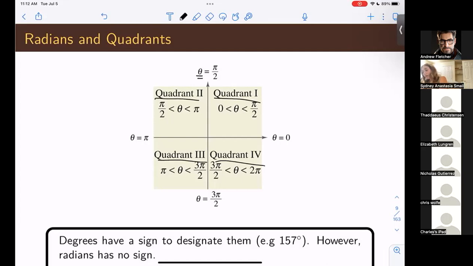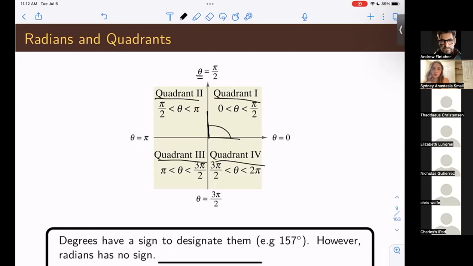And radians follow really nicely from how the quadrants work. So since the entire circle is 2 pi radians, it makes sense that each of the quadrants, which is a fourth of the circle, make up pi over 2 of them, because 2 pi divided by 4 is pi over 2. So the first quadrant starts with angles with a measure 0 radians and goes up to make angles with a measure of pi over 2 radians.